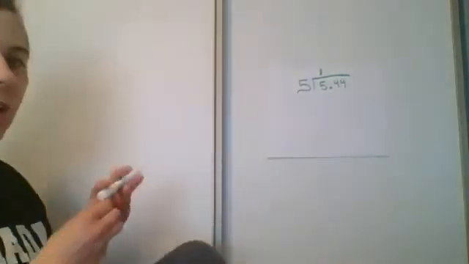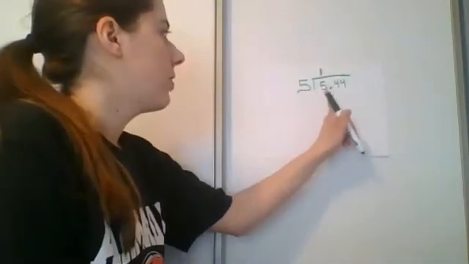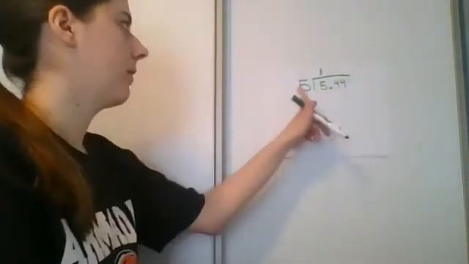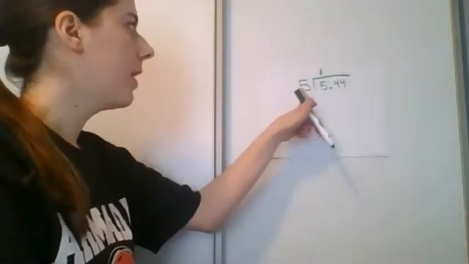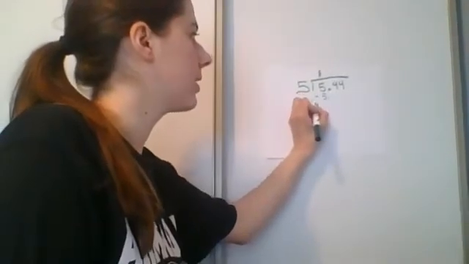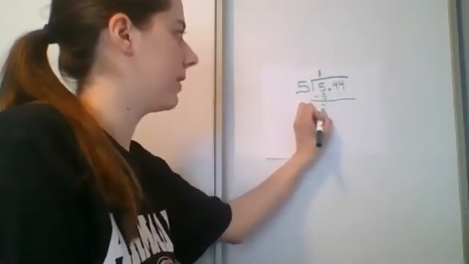All right, so the first question I have is on your activity number 5 for this week, and it's 5 going into 5.44. So start just like normal, standard division. 5 is going to go into 5 one time. 5 times 1 is 5. Now I'm going to subtract. 5 minus 5 is 0.